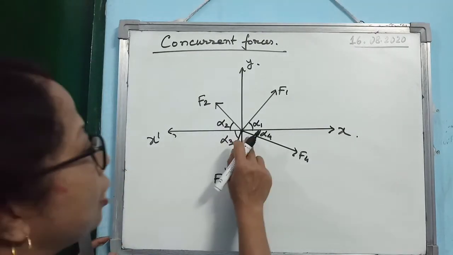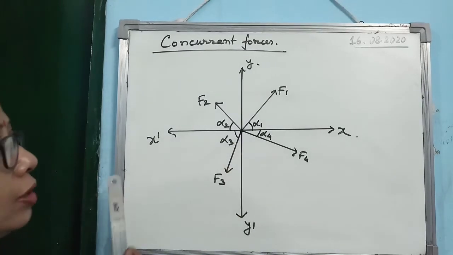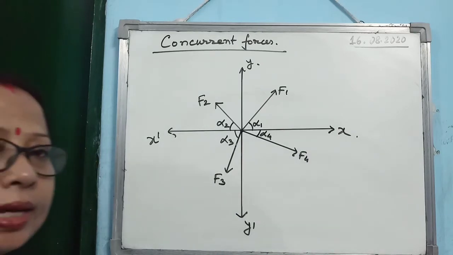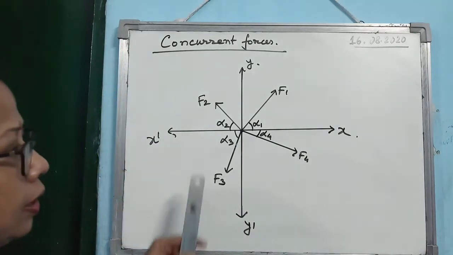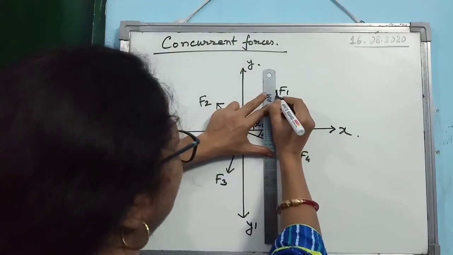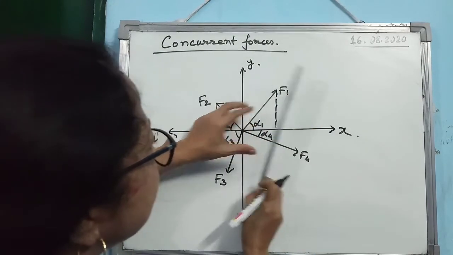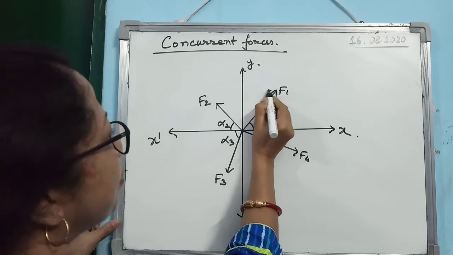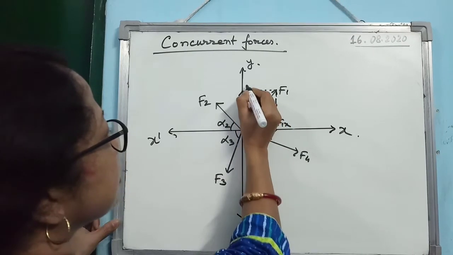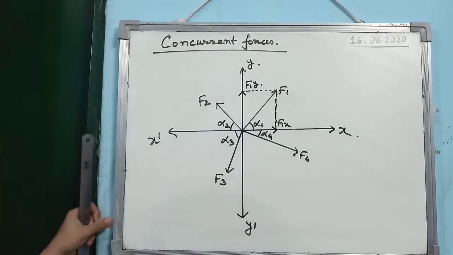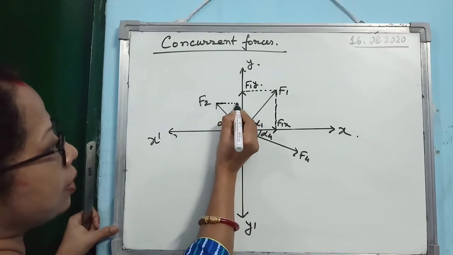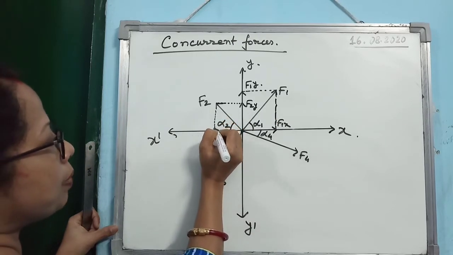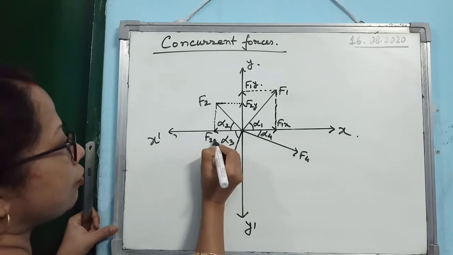That you just along the common point of application draw x and y axis and then break all the forces into its x component and y component. So how you can break it? Just I am showing you. You see, from F1 drop a perpendicular, so it will be F1x, then drop a perpendicular on y, so this is F1y. Now, from F2 drop a perpendicular on y, so this is F2y, then from F2 drop a perpendicular on x-axis, so this is F2x.